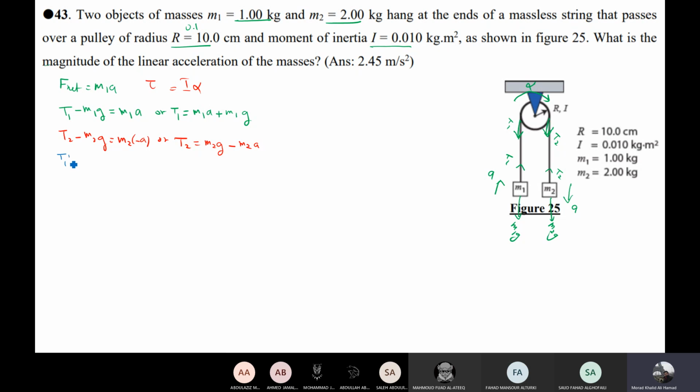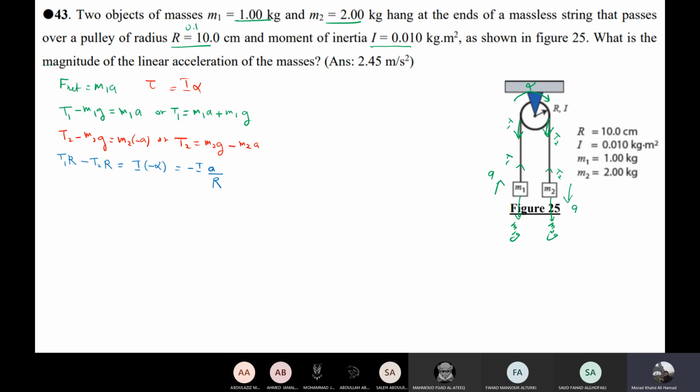So T1 R. T2, is it clockwise or counterclockwise? Clockwise. So minus T2R is equal to I times minus alpha. Why minus? Because we assume the rotation in this direction. And this is equal to minus I, and instead of alpha I will put A over R.